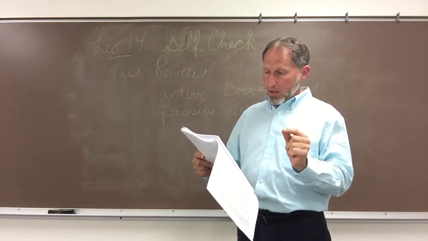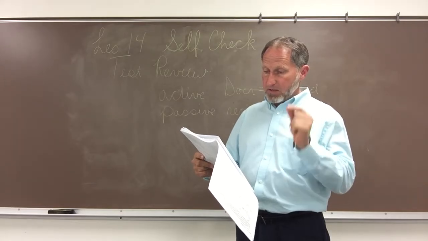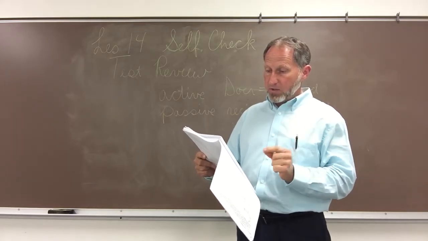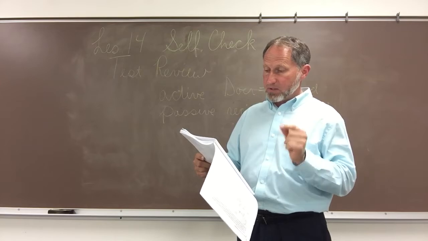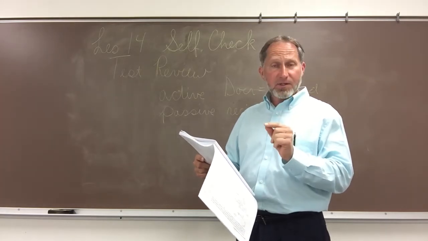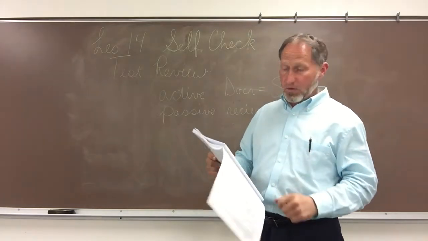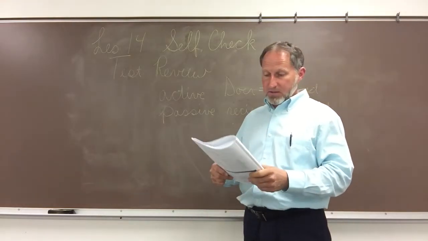About 5 or 6 down, it says, do you know how to identify predicate nominatives, direct objects, and indirect objects? And that's on lesson 3. So if you need review on that, go back to lesson 3.